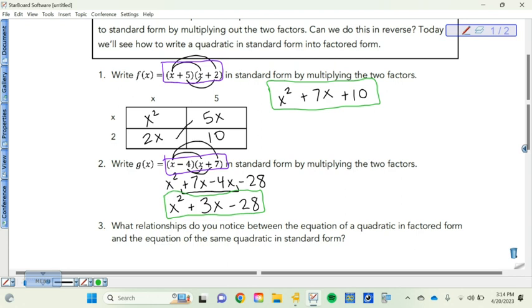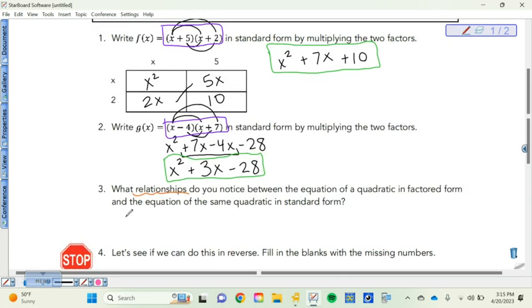Now what I want you to do is look at the factored form and the standard form. What kind of relationships do we see between them? What's the pattern? The first two will always give you x squared, the outsides and the inners will always be the one in the middle, and the two last ones will always be the individual number. Yeah, that's exactly it.